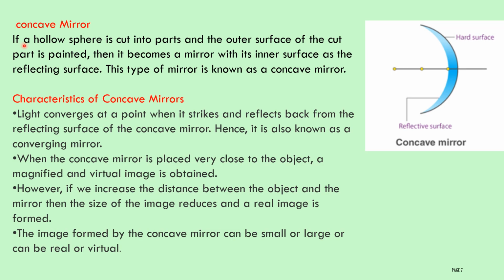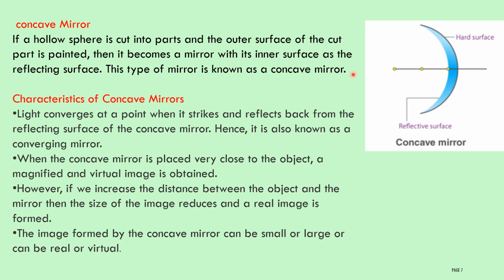Concave mirror. If a hollow sphere is cut into parts and the outer surface of the cut part is painted, then it becomes a mirror with its inner surface as the reflecting surface. This type of mirror is known as a concave mirror. How will you obtain a concave mirror?